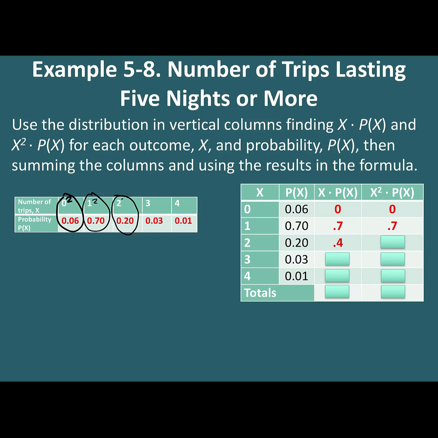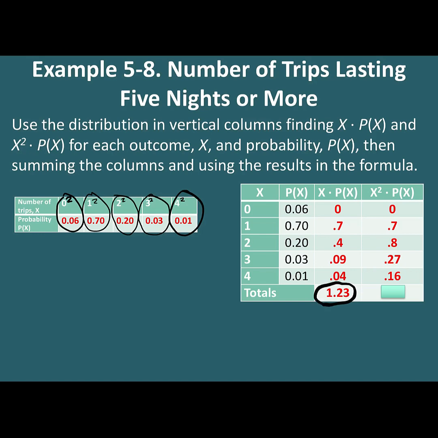However, 2 squared is 4, and 4 times 0.2 is 0.8. 3 times 0.03 is 0.09. 3 squared is 9 times 0.03 is 0.27. 4 times 0.01 is 0.04. 4 squared, 16, times 0.01 is 0.16. Adding these values up gives us the following.